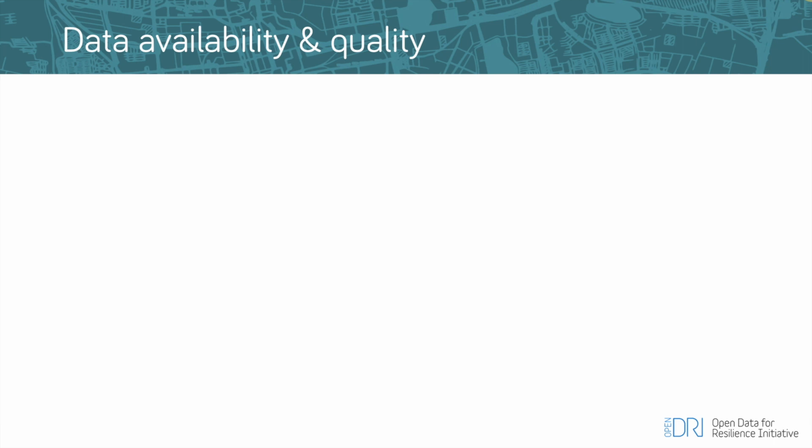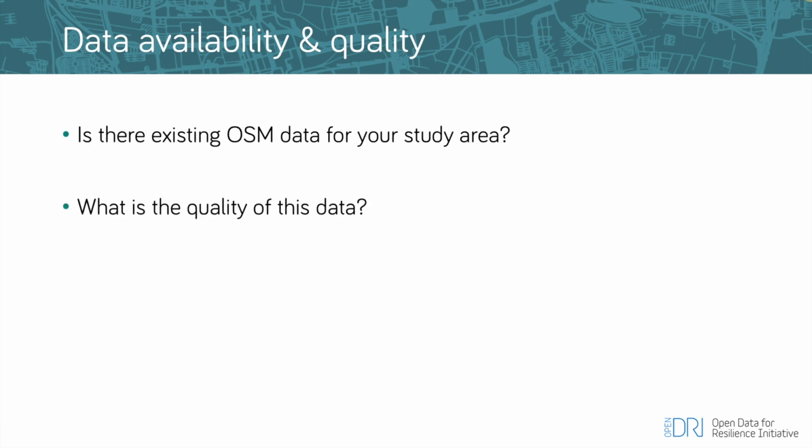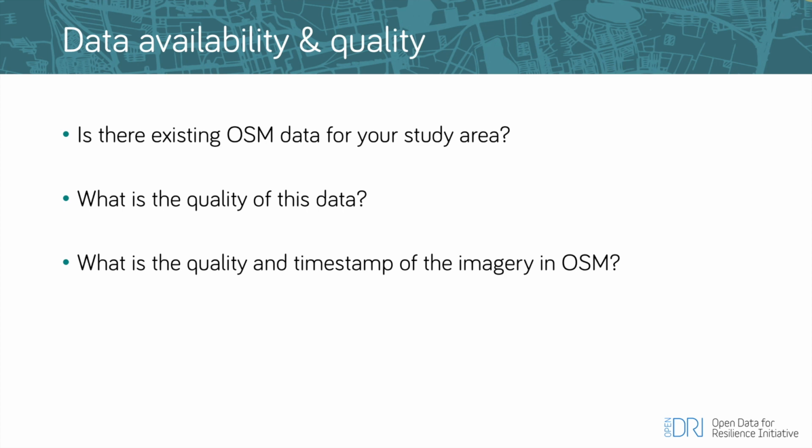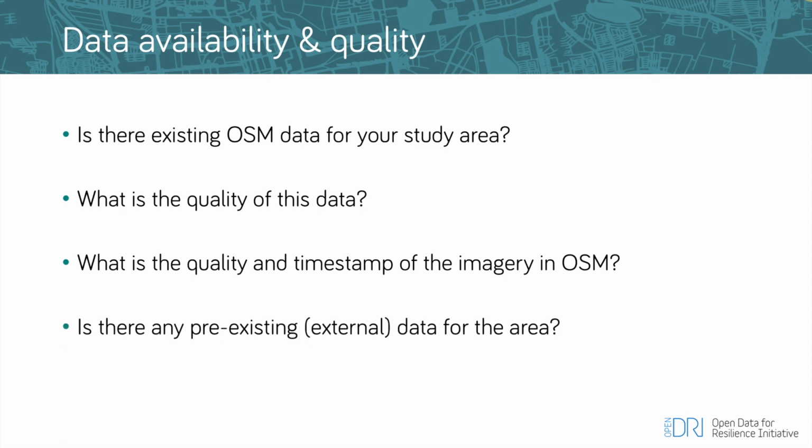When assessing existing resources, it's important to start with some simple questions. Is there existing OSM data for your study area? What is the quality of this existing data? What is the quality and timestamp of the imagery that is available in OSM? And is there the possibility of pre-existing external data for import?